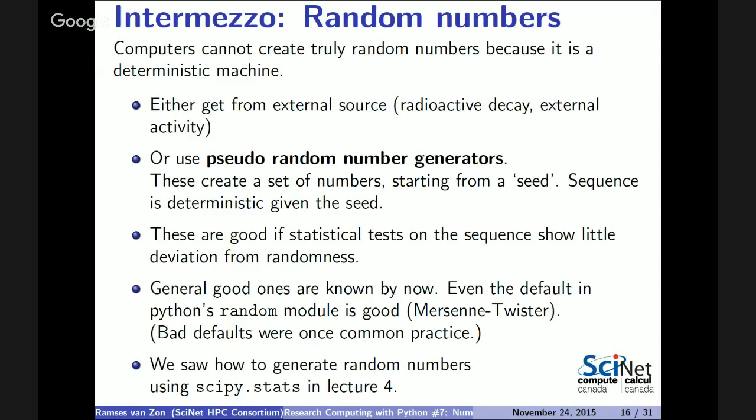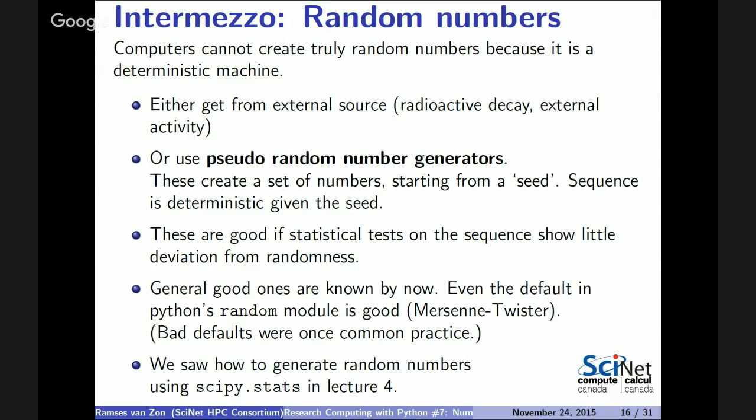You start from a seed and you generate numbers, and you hope that subsequent numbers more or less look random. They're not random; they just look random. So you can do statistical tests on them to see if they're random. Something you should do, and they're not all good.